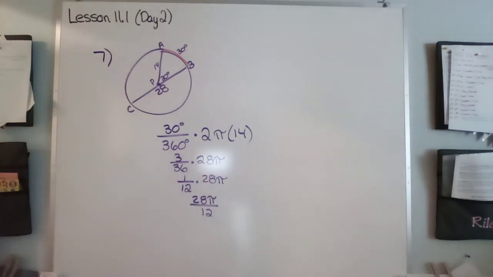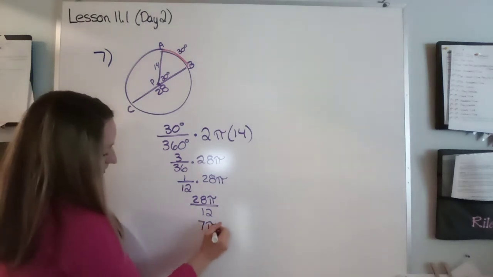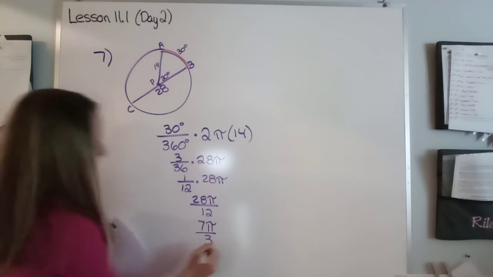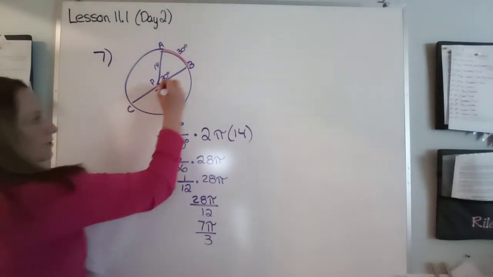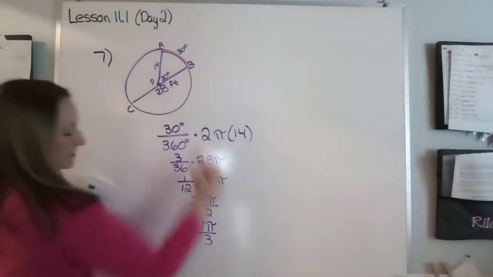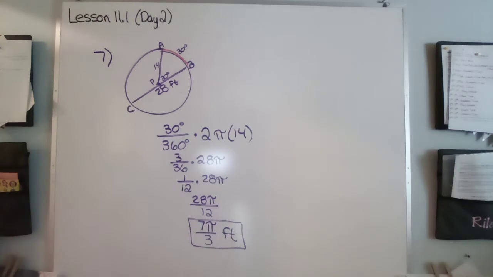Okay, I am going to simplify that fraction as much as I can. So what is the common factor between 28 and 12? That would be 4. 4 goes into 28 7 times, and 4 goes into 12 3 times. All right, so the length of the arc is 7 over 3 pi, and I didn't label, but in the diagram it was given as feet, so my units are feet. Okay, so that was problem 7.